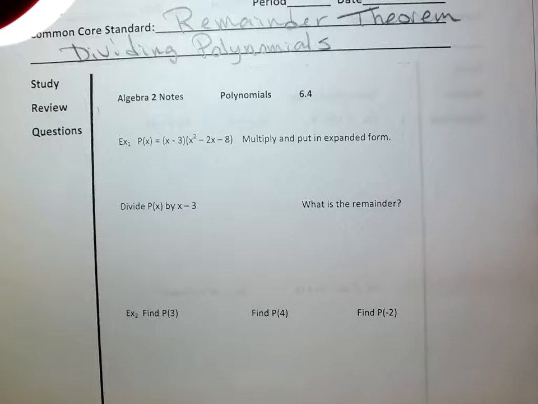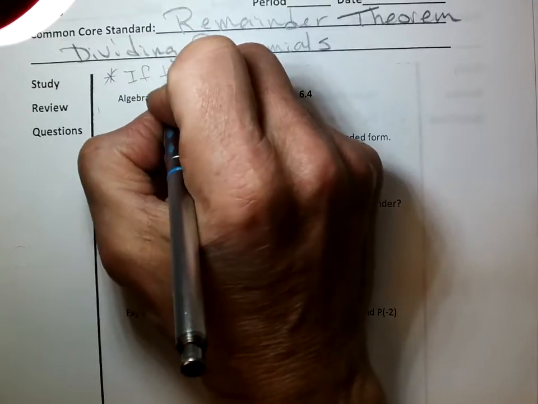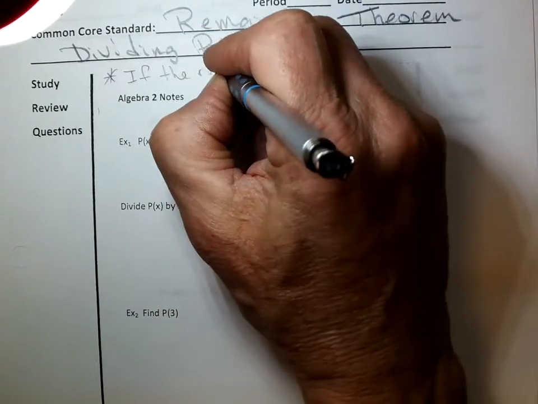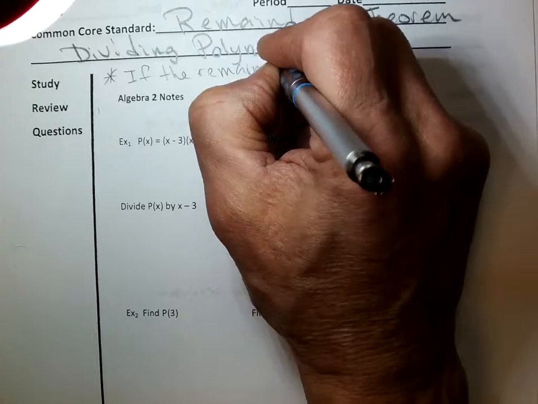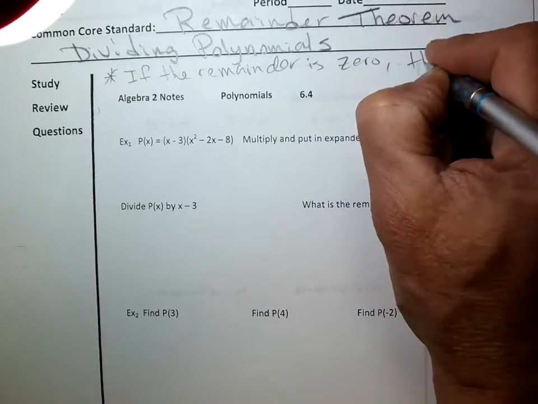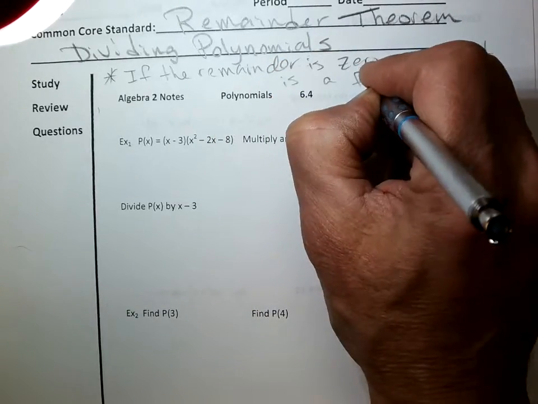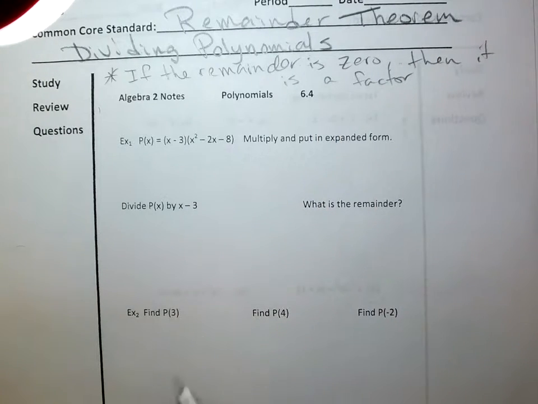So I don't know if we want to write that on the side or up above, but let's write somewhere that if the remainder is zero, then it is a factor. Remainder 0 goes in evenly. If it goes in evenly, then it multiplies evenly, right? No remainder, right? So if the remainder is 0, then it is a factor, okay?